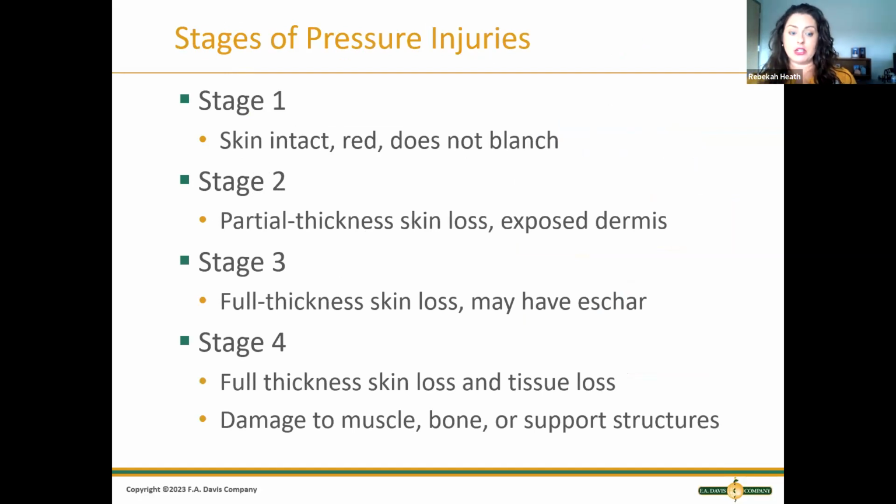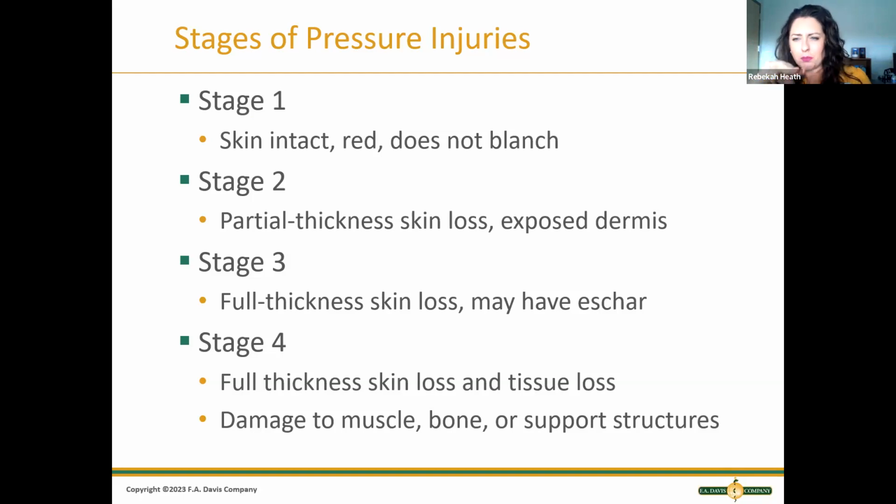Okay, so moving on, stages of pressure injuries. Again, we talked about this in class, so I'm not going to spend a lot of time on it. Stage 1, the skin is intact. It's red and it does not blanch. What does blanching mean? Press down anywhere on your skin. It's pink and I press down, it's white, but it's turning back pink. That's blanchable. You can push out the blood flow essentially, but it does return.